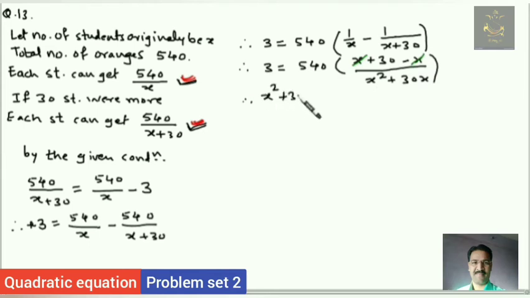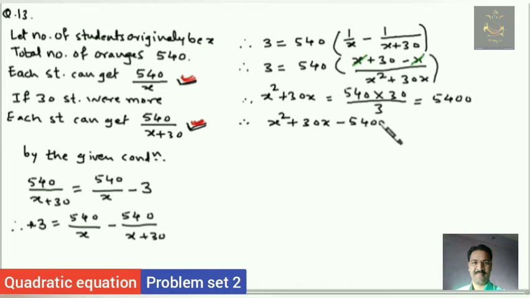See here, x square plus 30x is equal to 540 into 30, and this 3 comes to the denominator, that is upon 3. What can you get here now? These 3 ones are getting cancelled. So this is 5400. Understand, friends? So the equation will be x square plus 30x minus 5400 is equal to 0. Now this is the quadratic equation.